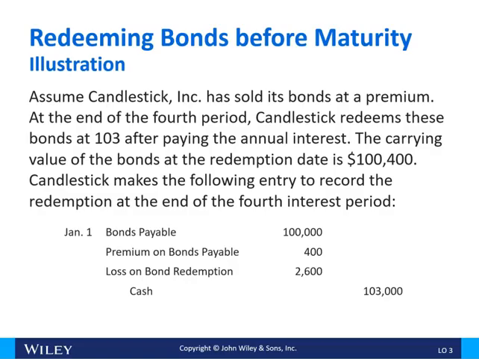The cash paid is $103,000. So we redeemed them at 103, which is 103% of the face value. So we had to pay $103,000 to redeem these bonds early, which leaves us with a loss on bond redemption of $2,600. That's the difference between the cash paid, $103,000, and the carrying value, $100,400.